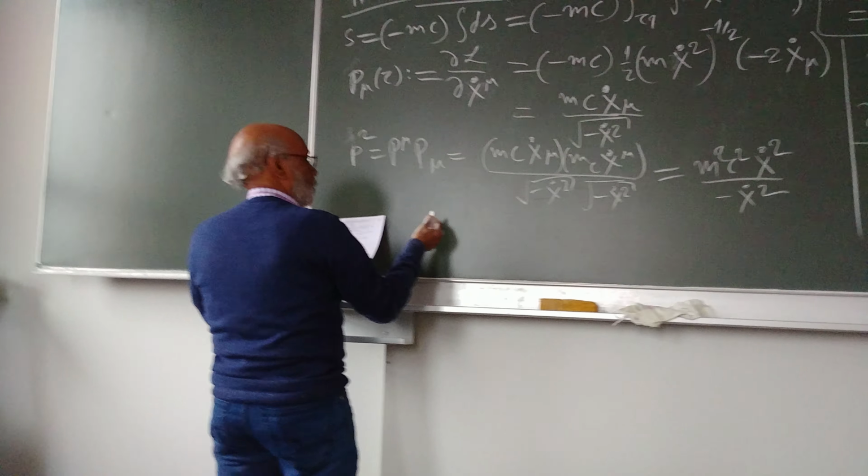And now what it means, this is non-zero, and therefore this has to be zero. So I get my mass shell condition. And this mass shell condition is p square plus m square c square equal to zero, or p square equal to minus m square c square. So this is my mass shell condition for my theory.